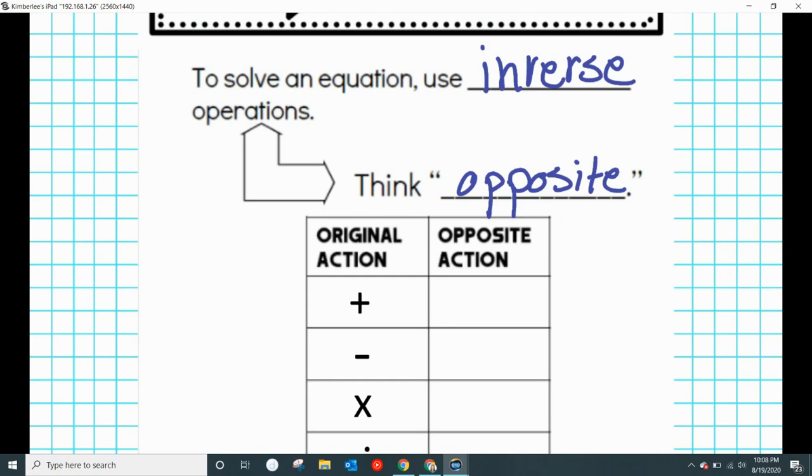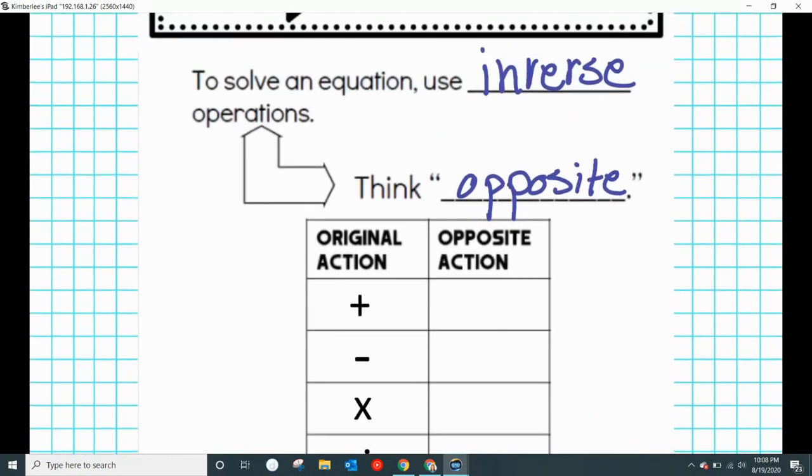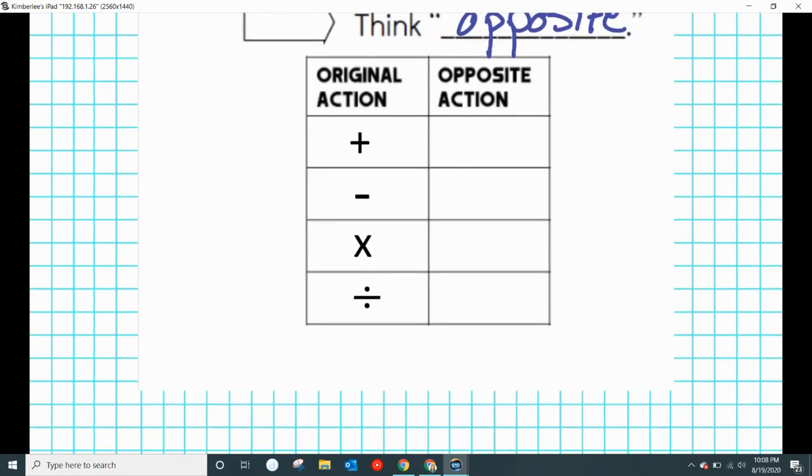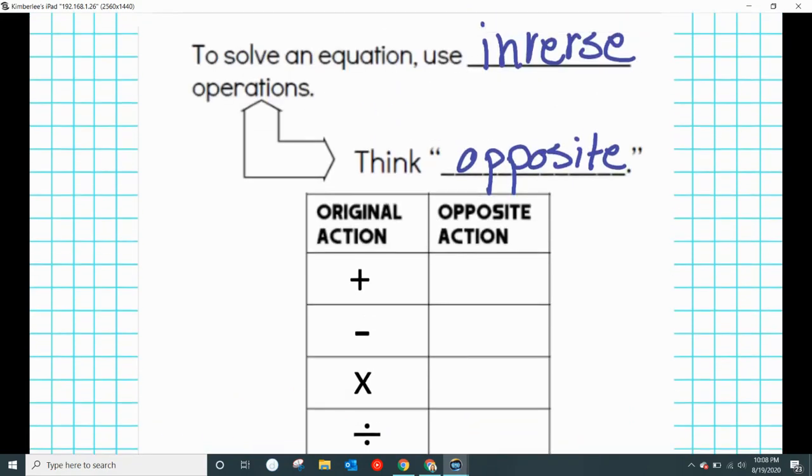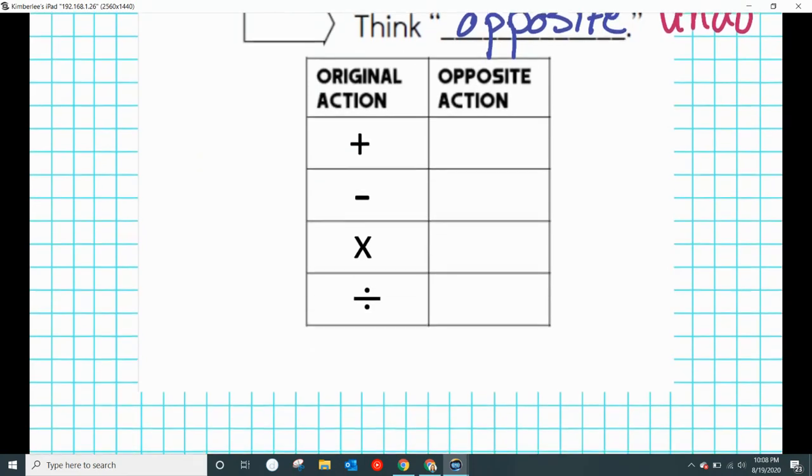Okay, so let me get a different color here. So when we think of inverse operations, think opposite. So think undo. That's another good word that you could write out here. Think opposite or think undo. What's going to undo an operation? And I think this is going to come back to you guys. So for instance, the original action, if it was addition, what undoes addition? Well, subtraction does. And you guys know that. What undoes subtraction? Well, addition. Those are opposite. They undo each other.